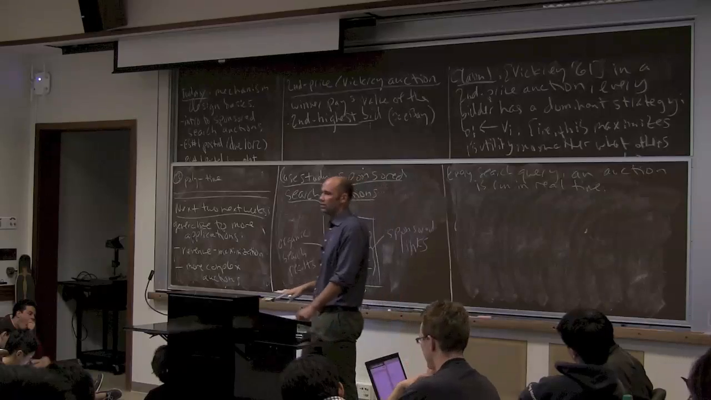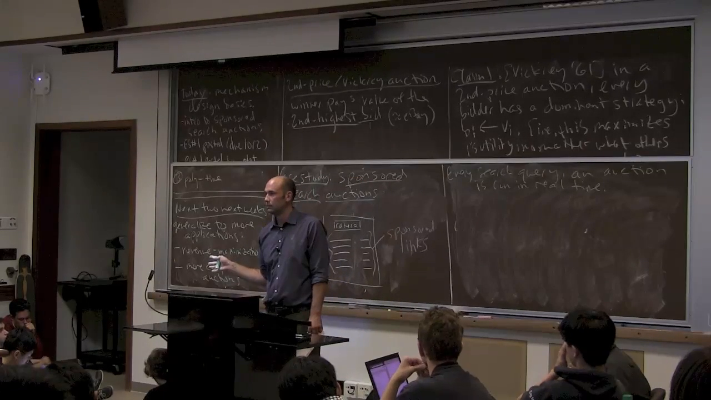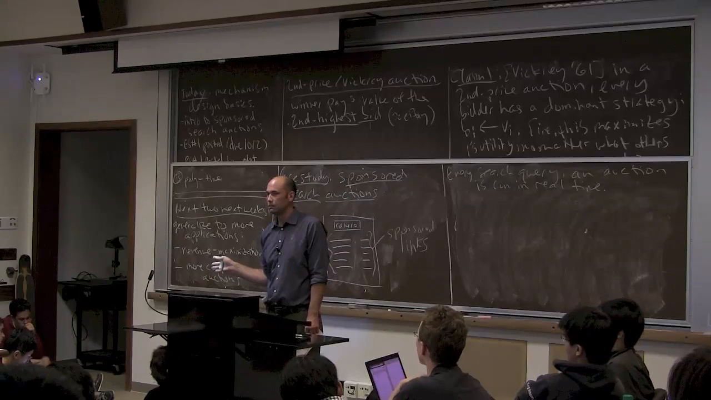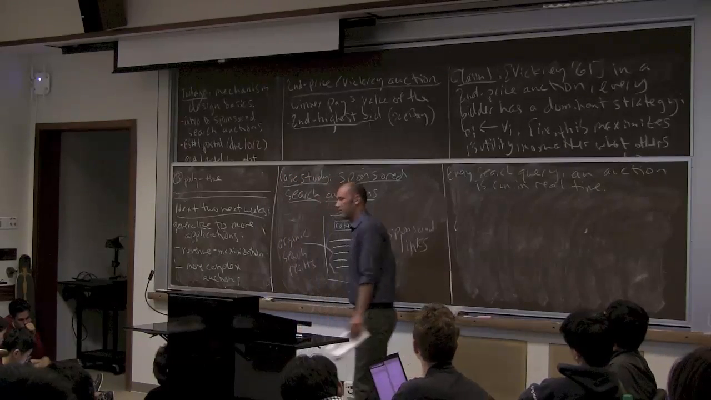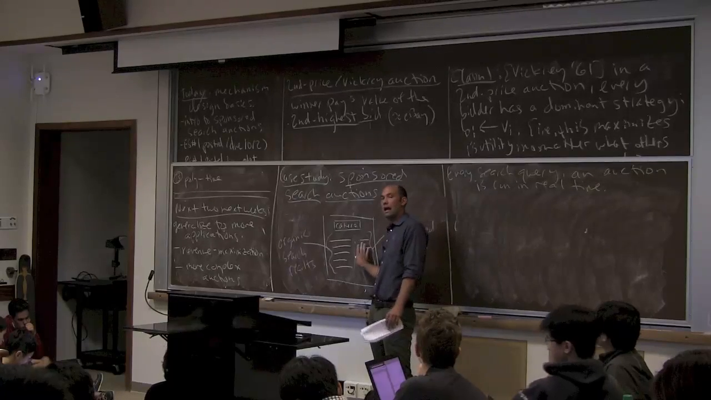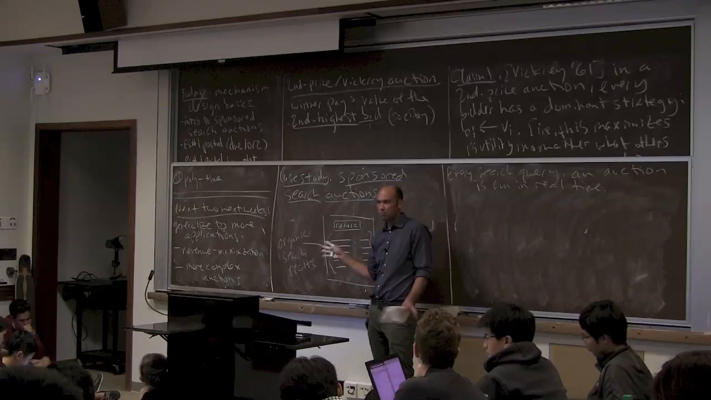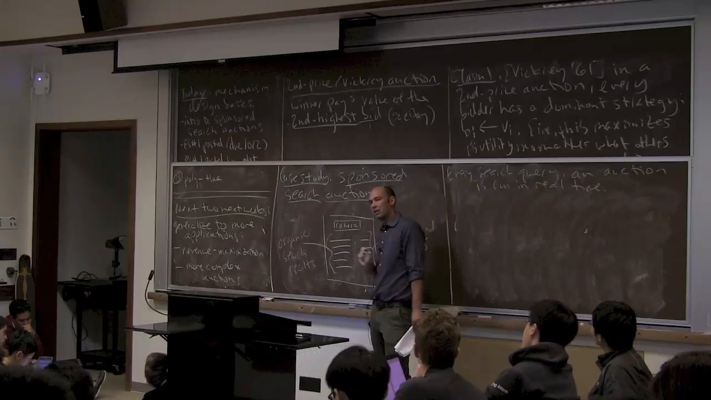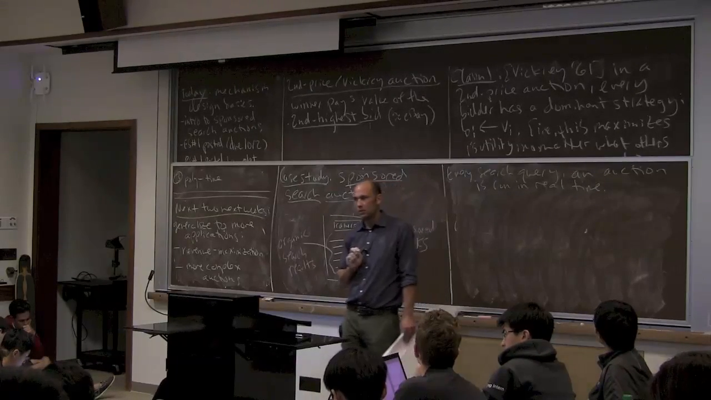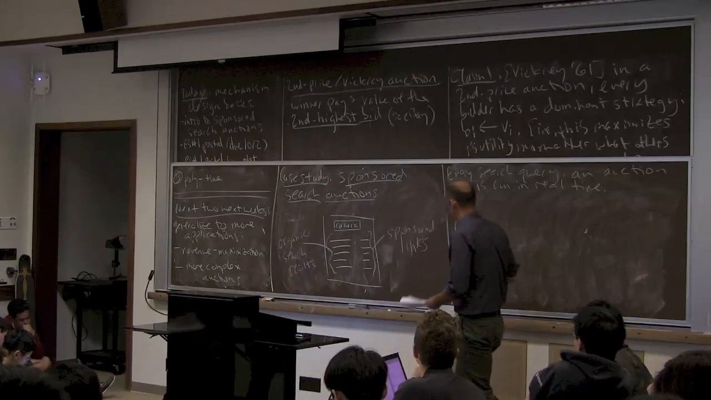This is no longer a single item auction. Why not? There's not only one slot for sale, right? If I was only going to have one slot, one advertiser shown on this page, it would be a single item auction. But as you recall, in general you have many sponsored links. So it's not immediately a single item auction. We can't immediately use a second price auction.